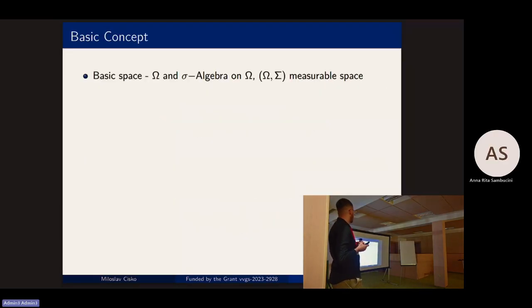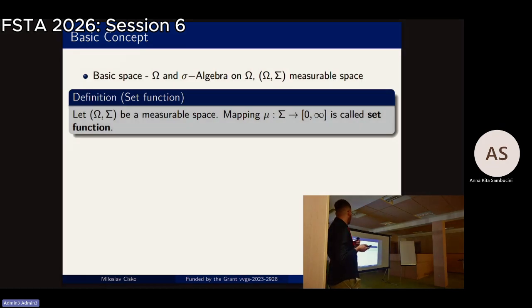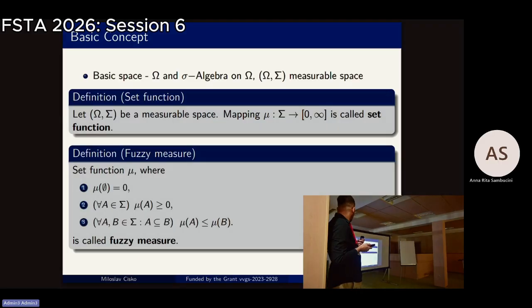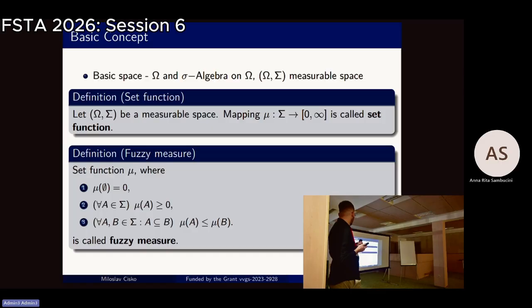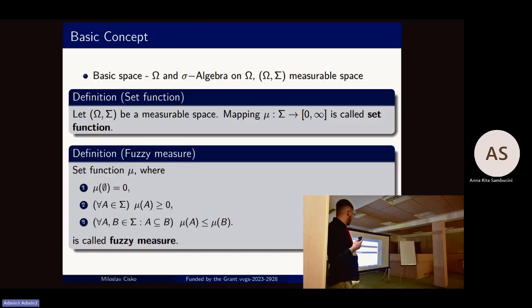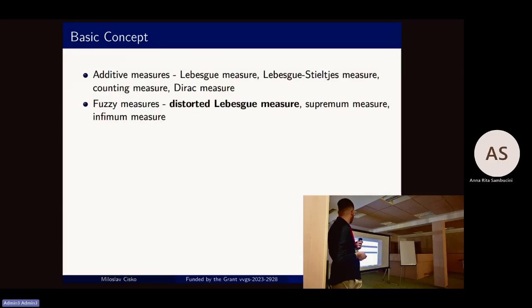Okay, so basic concepts. We are working on some omega and some sigma algebra on that omega, which is a measurable space. Some basic definitions: a set function is any mapping from the sigma algebra to extended non-negative real numbers. Then a fuzzy measure, which I think we all know, is a set function which holds these three conditions. For the empty set, it is equal to 0. For each set, it is non-negative, and also the monotonicity condition. So this is a fuzzy measure.